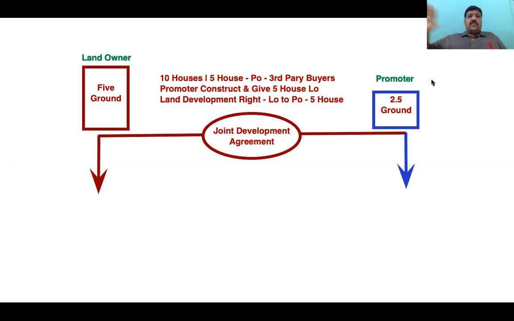If you put numbers 1 to 10, 1 to 5 belong to the landowner. 6 to 10 belong to the builder. The builder can sell only 6 to 10 to his consumers and collect money. With that money, he will construct all 10 houses. Sir, is it possible? Yes. In a joint development, that money will be available. It's clear mathematics. It will go like this only. In a joint development, all this is possible.